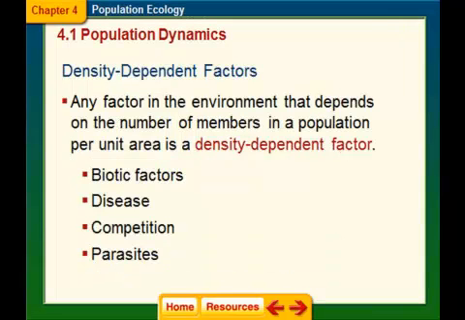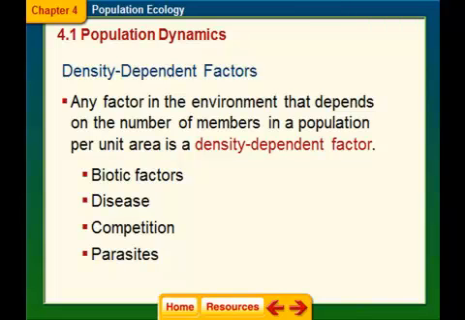The next limiting factor was density dependent. Now these are things that do depend on the number of organisms that are there. It's density dependent. So biotic factors, like, do you have enough food? If I'm a predator, do I have enough prey?